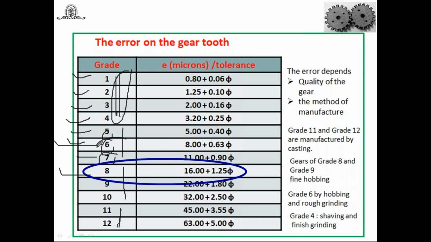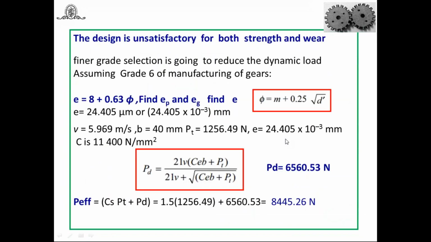Now let us take grade 6. For grade 6, what is the error? The equation is 8 plus 0.635. Try to understand. 8 plus 0.635. To have a satisfactory result, you have to change the manufacturing method. I am going to change this.